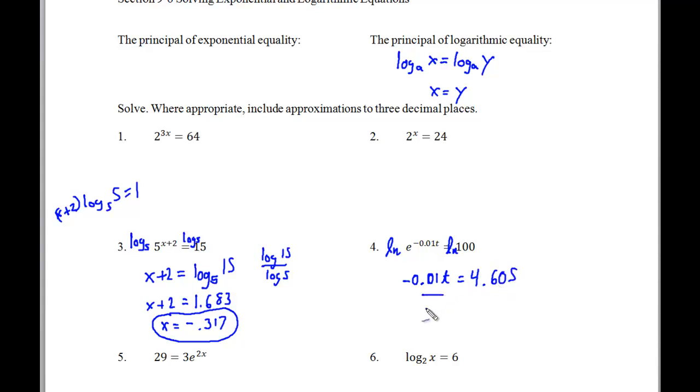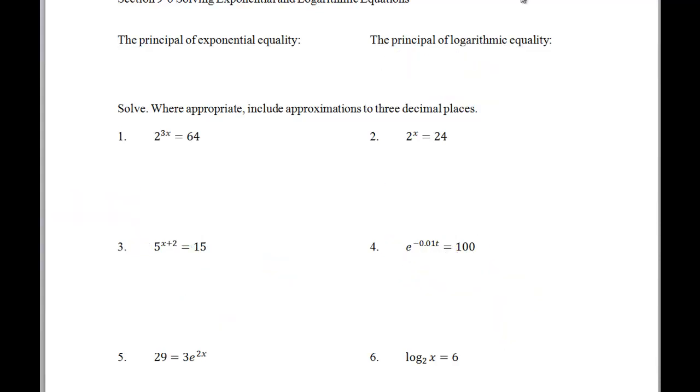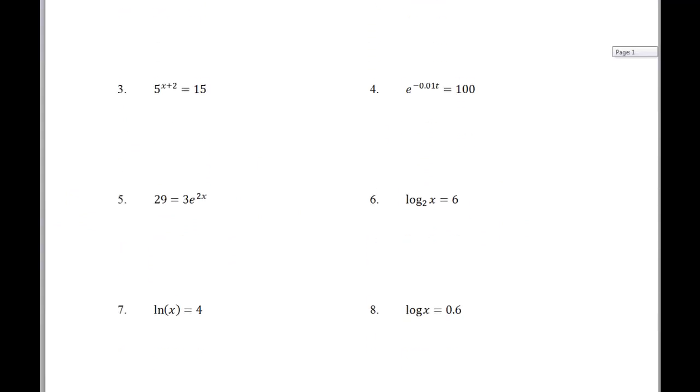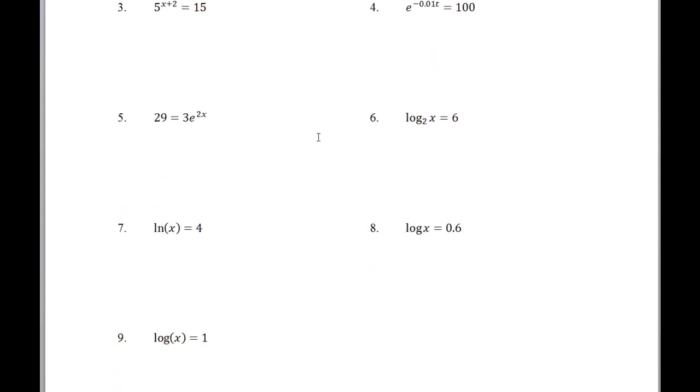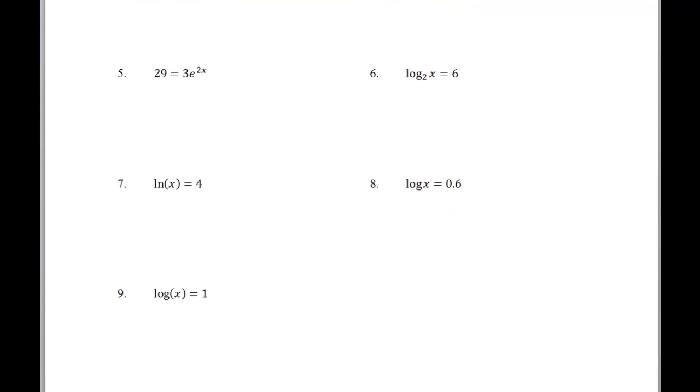Then we divide both sides by the negative 100th, and t is equal to negative 460 and 5/10, or half. So we're going to see this technique used more and more, where we're going to be trying to get rid of either the log or e or any kind of exponents here. Now these problems are going to go pretty quickly.